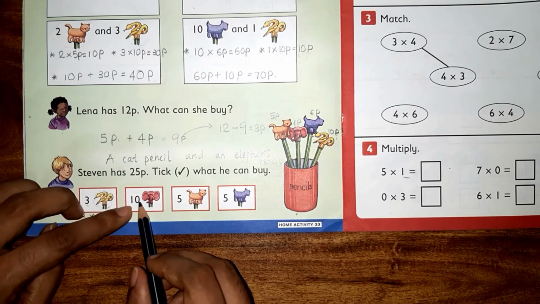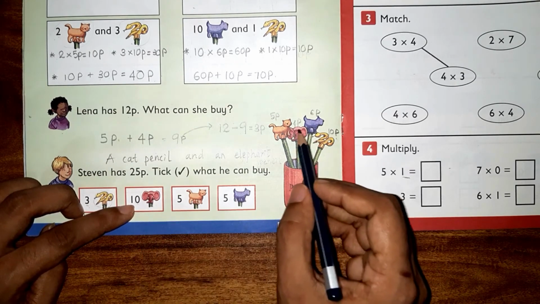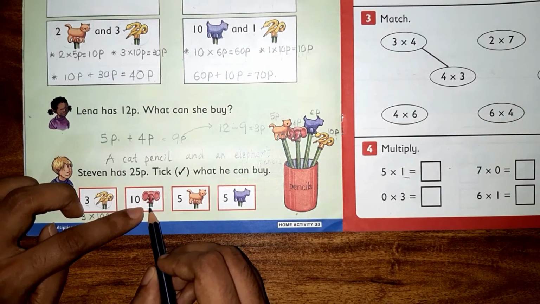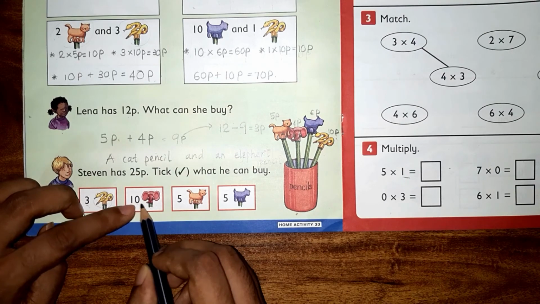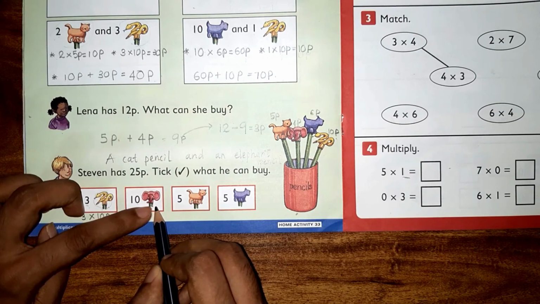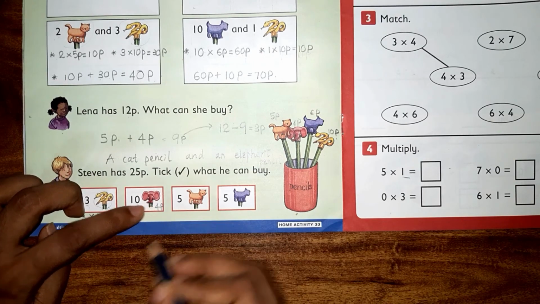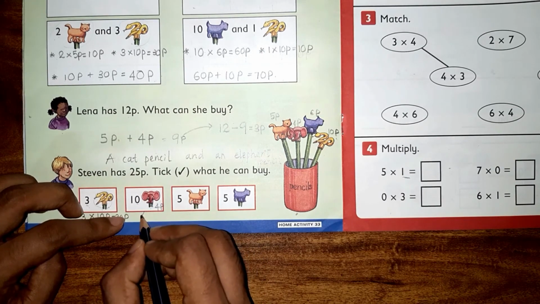Now here 10 elephant pencils. That means 1 elephant pencil has a price of 4 pence. 10 fours. 10 times 4. That means 40.